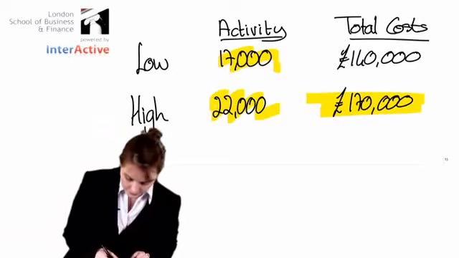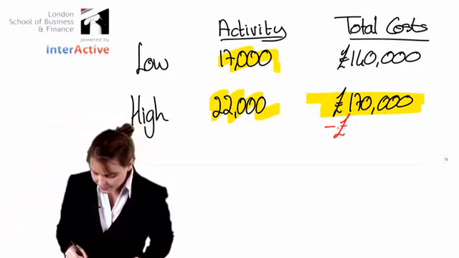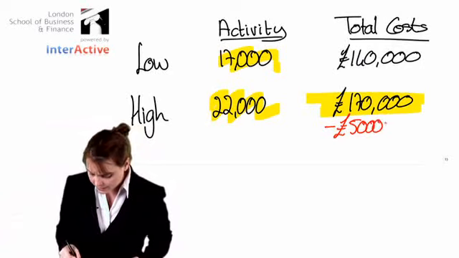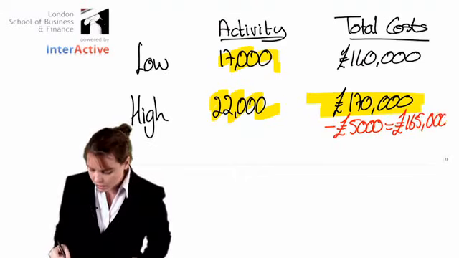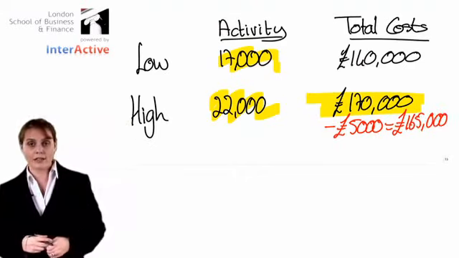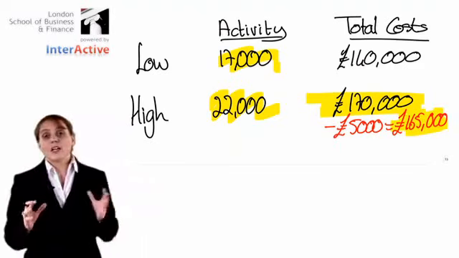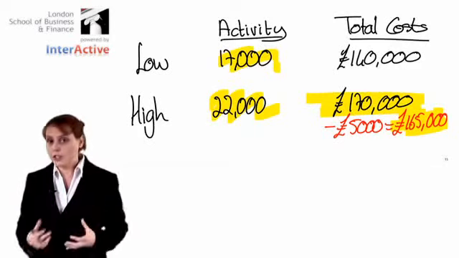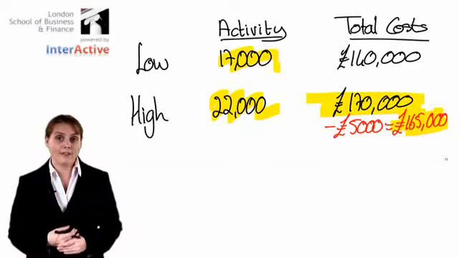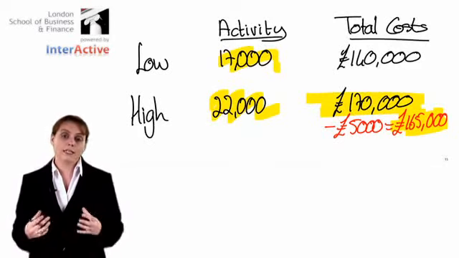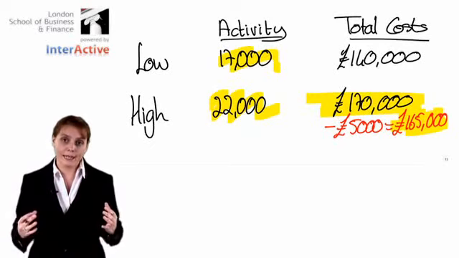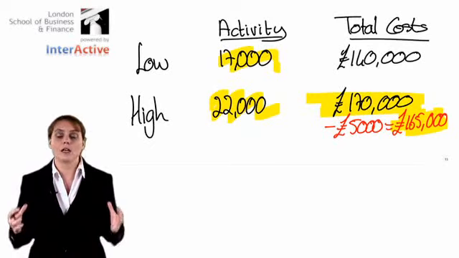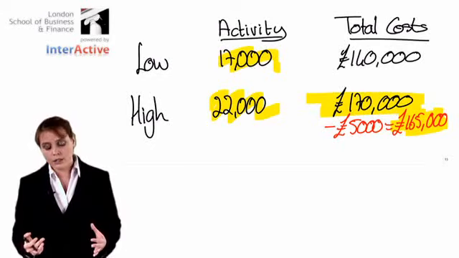Well, they'd be 170,000 minus the additional 5,000, so 165,000. So this 165,000 represents our adjusted total costs at the high level of activity. This is what our total costs would be at that level if the fixed costs remain constant.